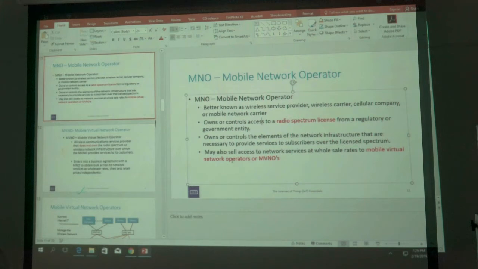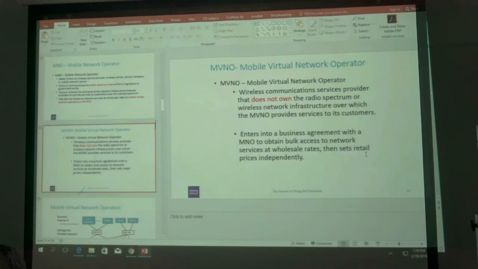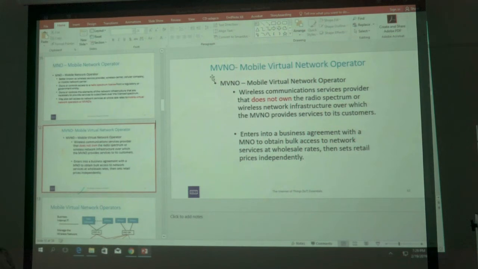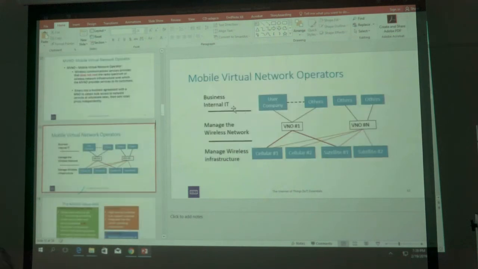All right. So may also sell access to network services at wholesale rate to the mobile virtual network. So yourself, if you have like a big market, you could work directly with the MNO. Otherwise, they would refuse to deal with you. You have to work with the mobile virtual network operator. Again, for example, in the business internal IT, you have user company connected to virtual network one, so cellular one, cellular two, and this is like connected to different ones.